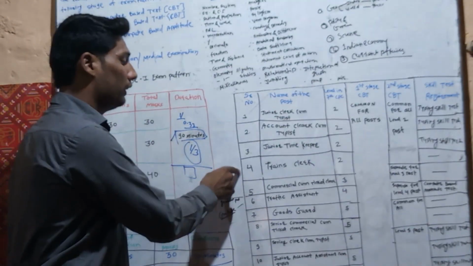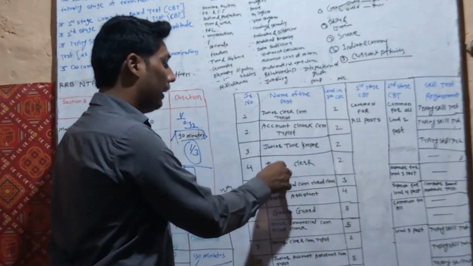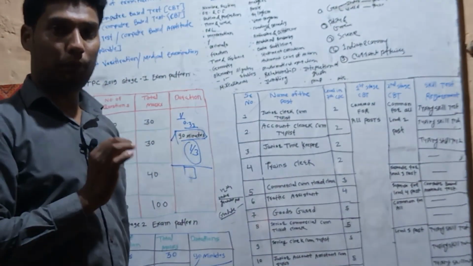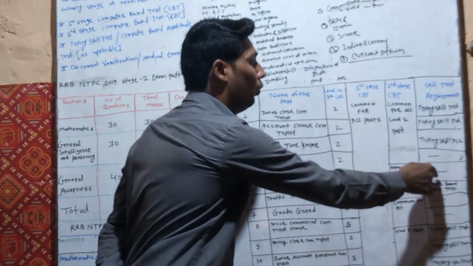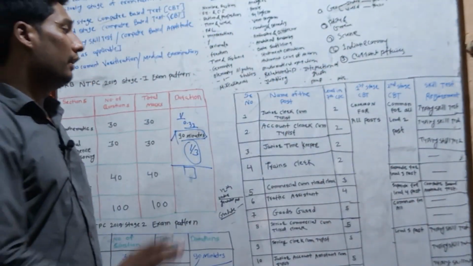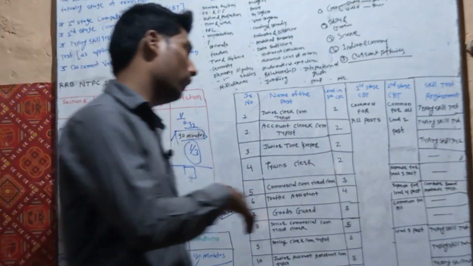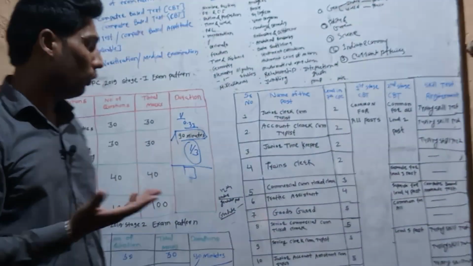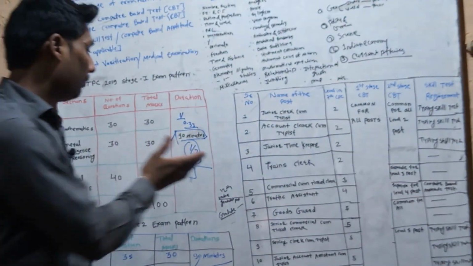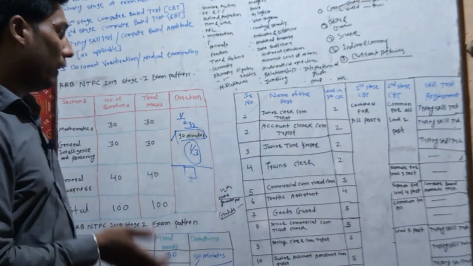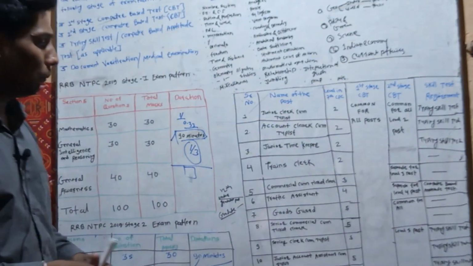Okay, remember this point: for the post of train clerk there is no typing test. There is a separate level, the third level of examination, for the third set of posts. Now we are discussing the 5th, the 6th, and also the 13th post.